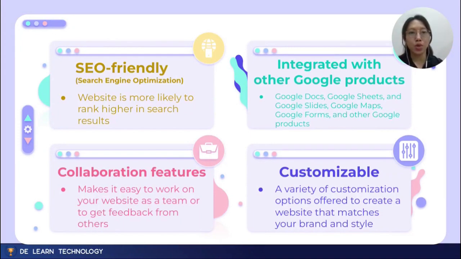Google Sites also integrates with other Google products, for example, Google Docs, Google Sheets, Google Slides, Google Maps, Google Forms, and other Google products. In Google Sites, we have collaboration features. It makes it easier to work on your website as a team or to get feedback from others. And we can customize our Google Sites, where it provides a variety of customization options to create a website that matches our brand and style. These are the benefits of using Google Sites.